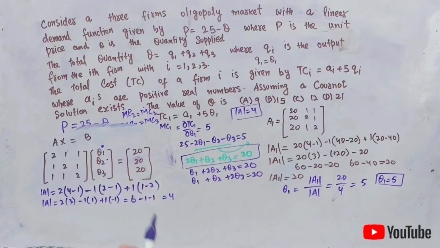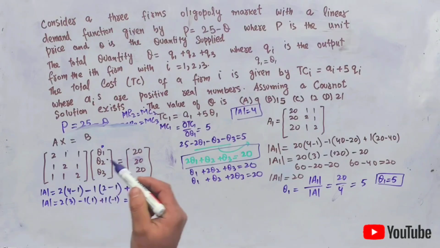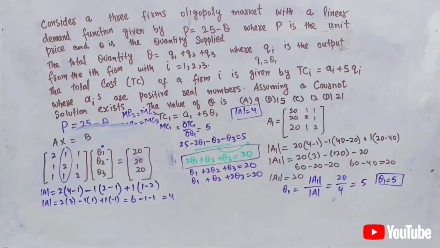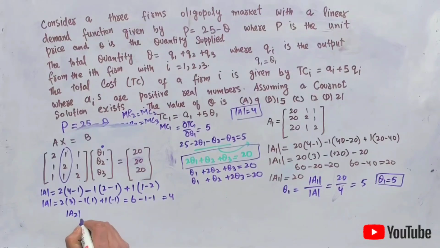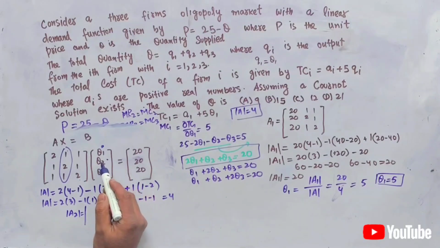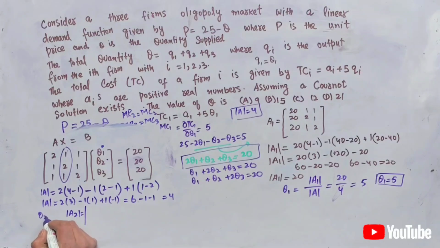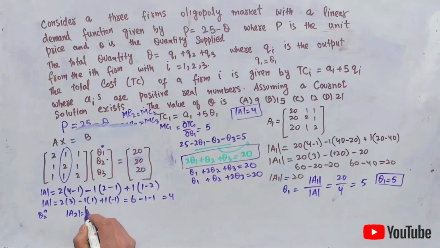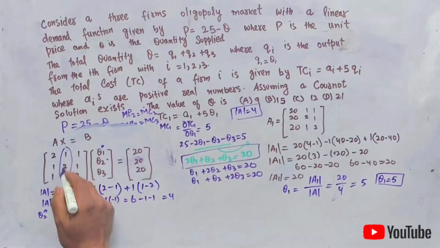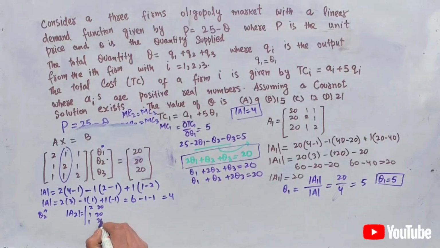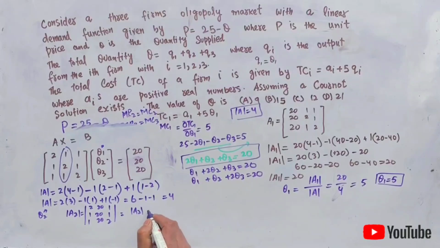What about Q2? If we want to find the value of Q2, what will we do? We will replace the second column of the coefficient matrix with the vector of constant terms. I will not compute it here. To find the value of Q2 star, we replace the second column of the coefficient matrix with the vector of constant terms. So we have 2 1 1, and we replace the column with 20 20 20. Then we have 1 1 2 and take its determinant. Okay, A2 should come out to be 20.